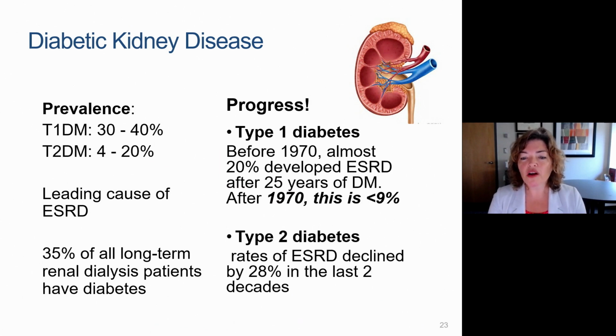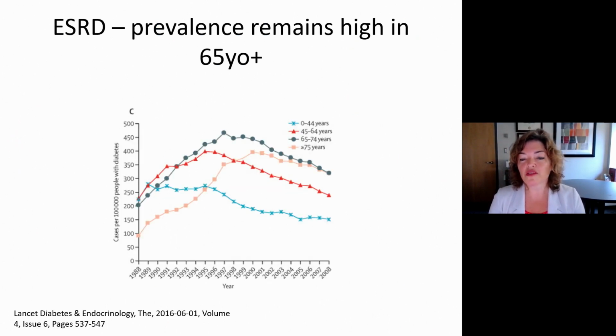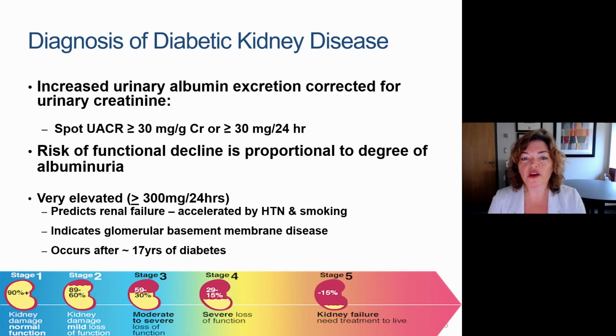So the progress, I think we've seen the most progress in type 1 because glycemic control is a focus. Type 2, because of our multi-pronged approach with blood pressure control, cigarette smoking cessation, lipid control, and glucose control, we're actually seeing some really nice changes. But this is what I wanted you to see also, that in our patients over the age of 65, even though there's a decline since 1998, for example, a reduction in end-stage renal disease prevalence, in our older adults it's still quite high. We're still seeing 300 cases per 100,000 people with diabetes.